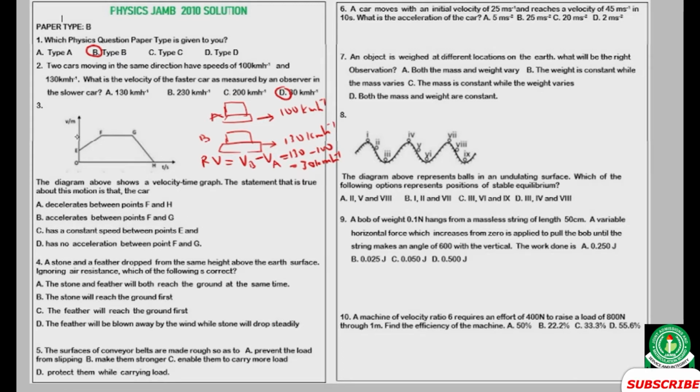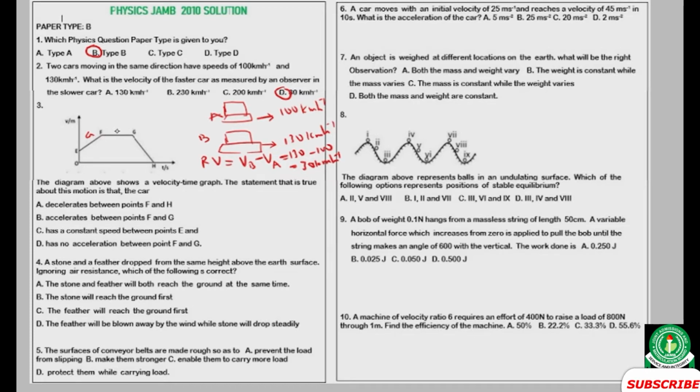Now let's go to the velocity time graph given to us. You can see that this line starts from point E, and it has a sloping line from point E to F, that is a gradient line, meaning that this is an acceleration. So the body is accelerating from point E to point F. The car starts with acceleration at point E to point F.